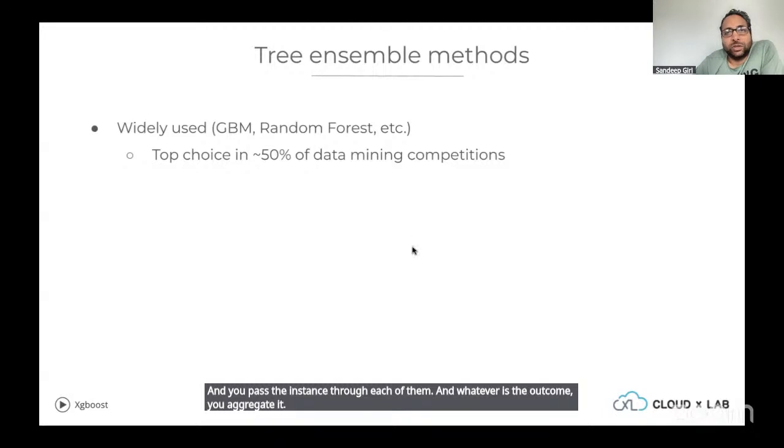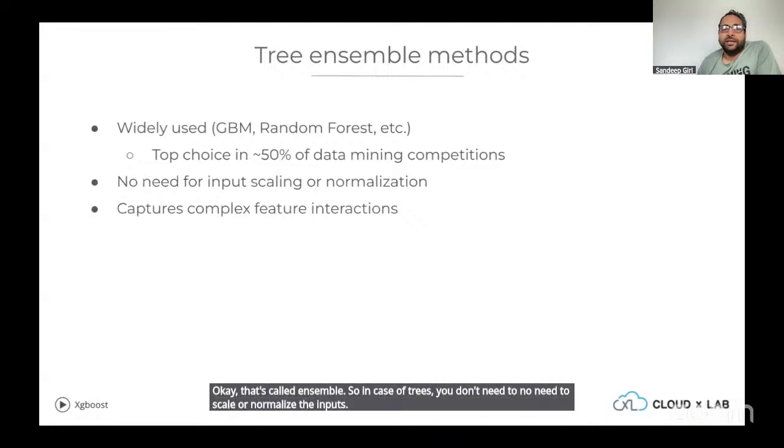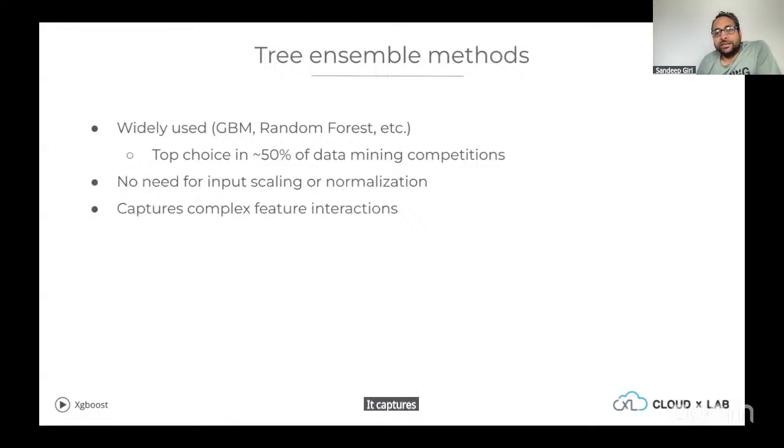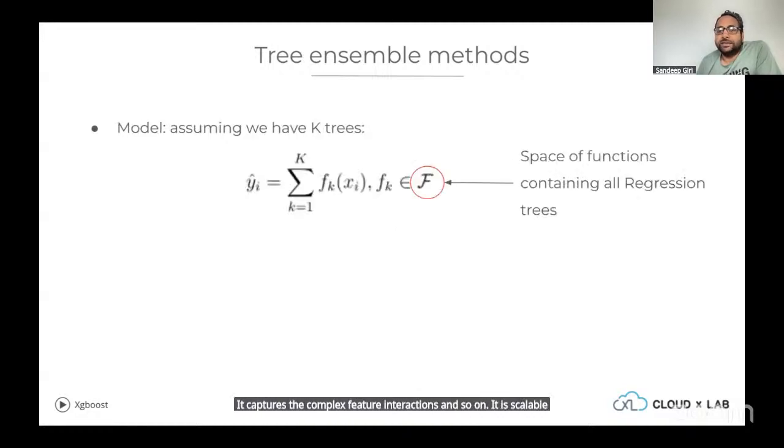That's called ensemble. So in case of trees, there is no need to scale or normalize the inputs. It captures complex feature interactions and so on. It is scalable and used in real world systems.